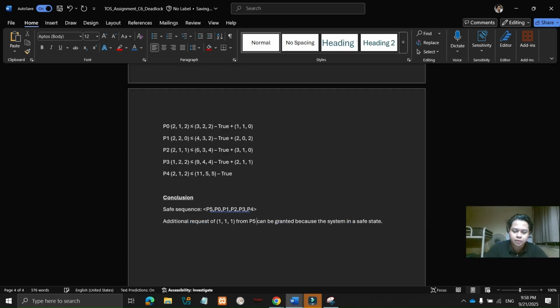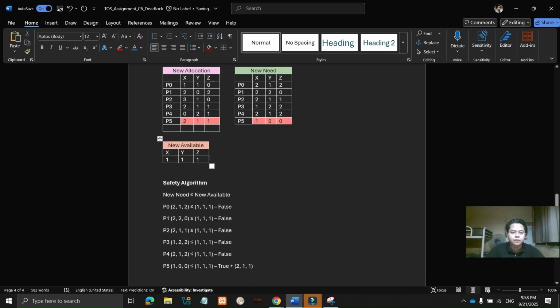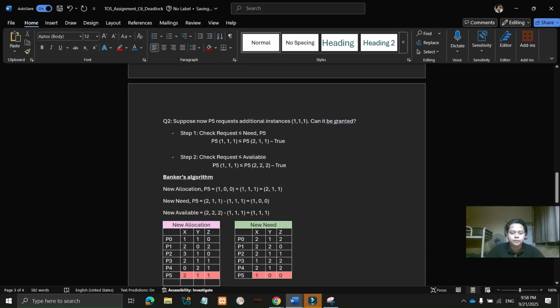Then the safe sequence allows the system to be in a safe state. Thus, it will prevent the deadlock. Maybe the deadlock can be avoided. So that's all for me, the second question. Thank you.